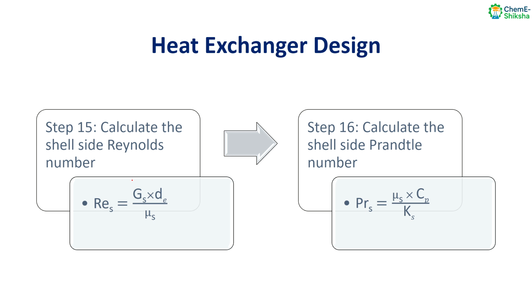Now after calculating the shell equivalent diameter, we can calculate the shell side fluid Reynolds number and Prandtl number, because we know that Reynolds number equals Gs into De divided by mu s. Gs is the shell side fluid mass velocity, so we can also write rho s into Vs, into the shell side equivalent diameter De, divided by mu s. The shell side fluid Prandtl number will be Prs equals mu s into Cps divided by Ks, thermal conductivity. Mu s is the viscosity.